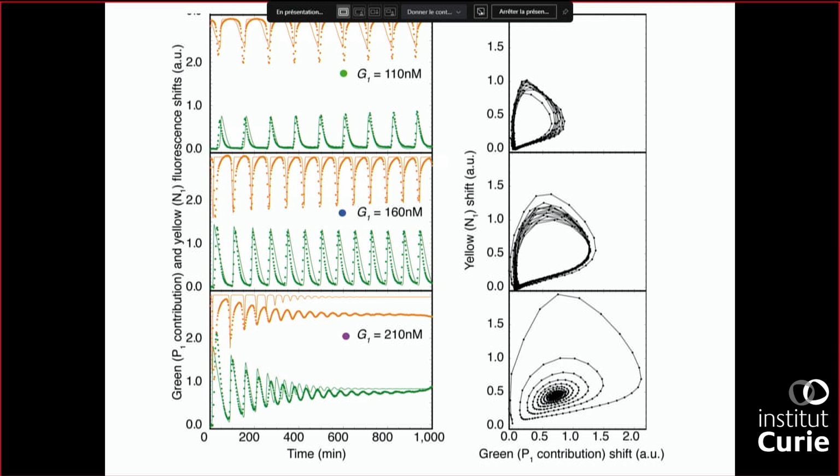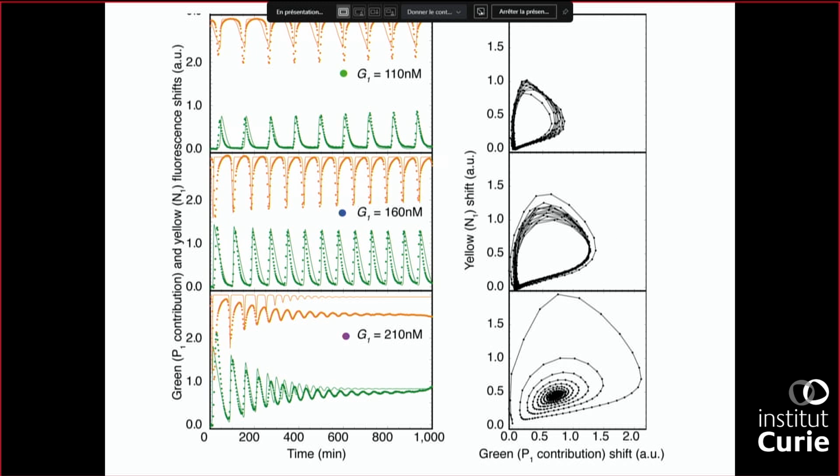So one is in orange, and the other one is in green. So orange is the prey, and green is the predator. And it happens that because of the reporting system, the orange is reversed. So we observe a decrease of fluorescence when there is a higher concentration of the species.